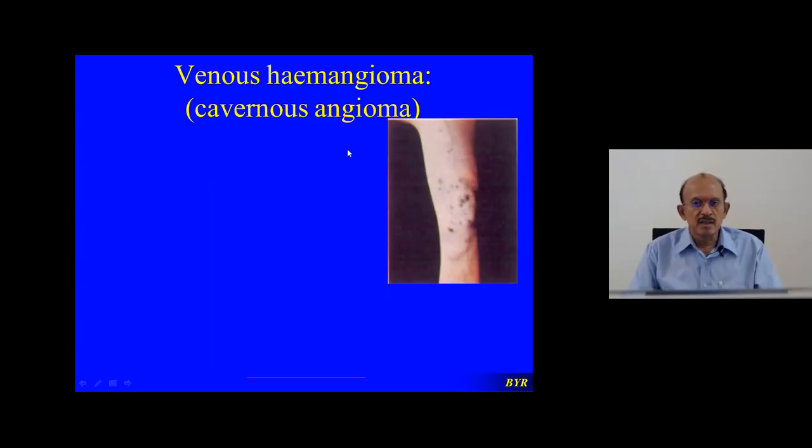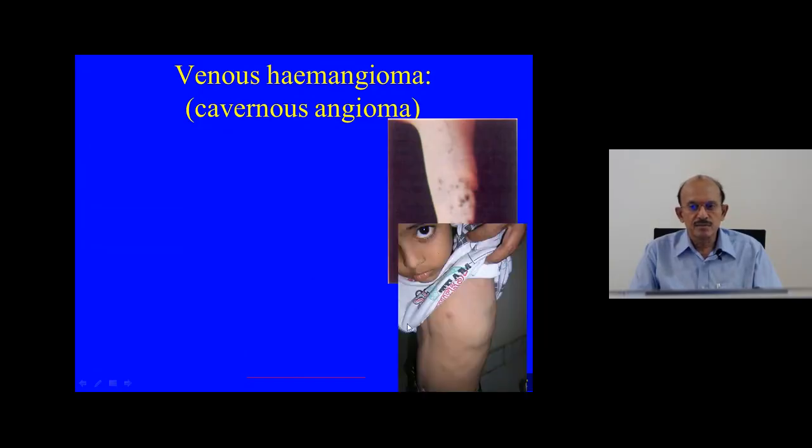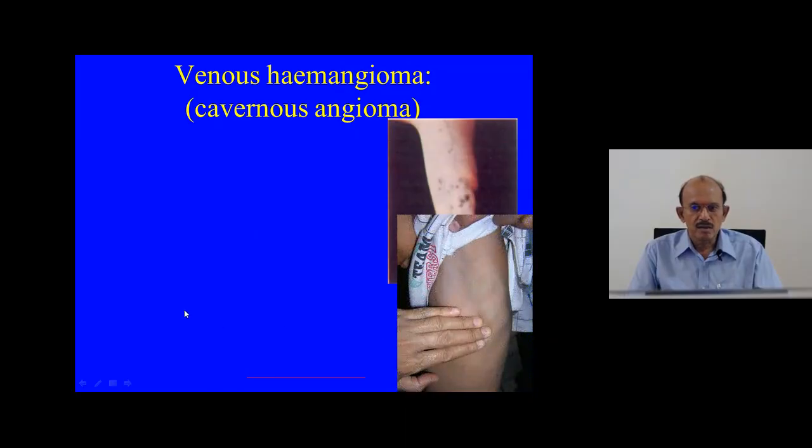Now, the venous hemangioma, also called the cavernous hemangioma. There will be a mass of veins. The veins can be seen as worms. You can see here, there is a mass here. You can see a slight bluish tinge of the skin here. When you press them, they get emptied.